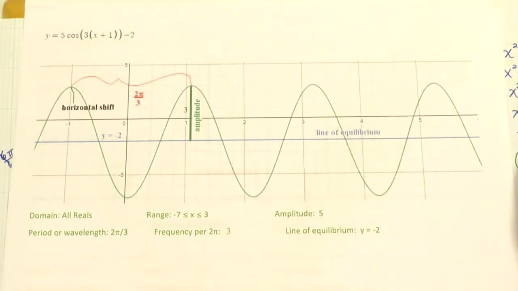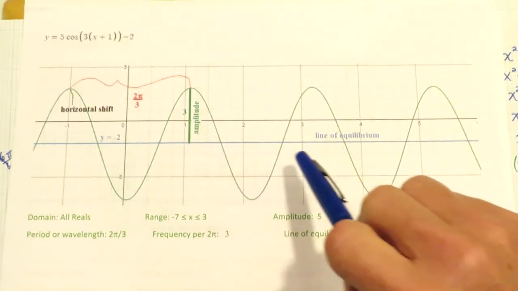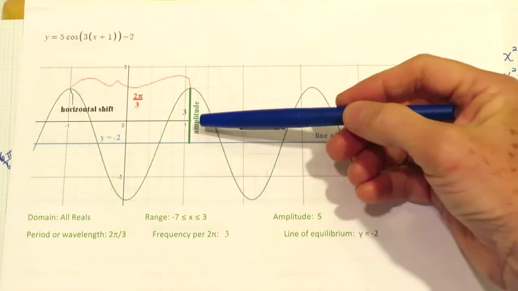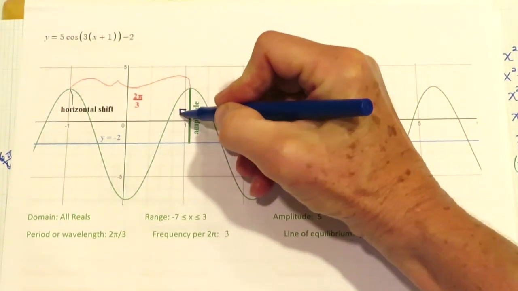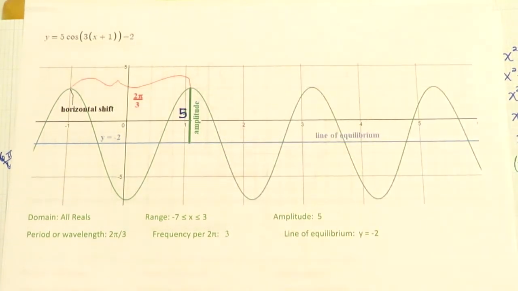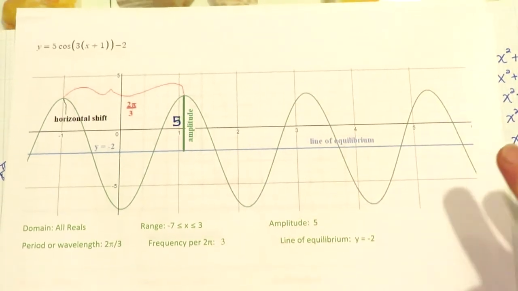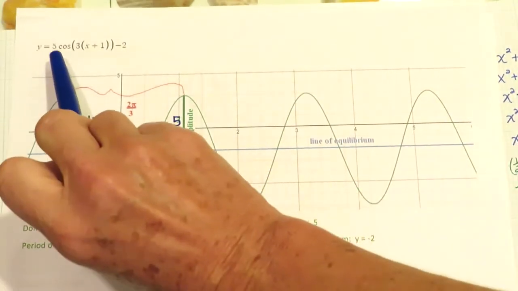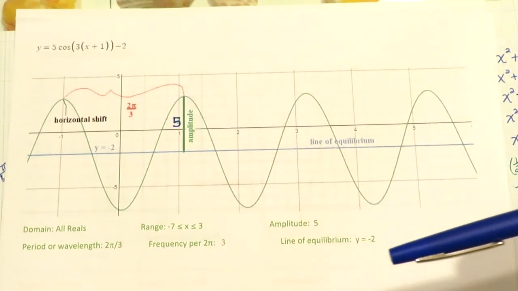Again, just like with parabolas, if you put a minus 2 on the back of a parabola, it shifts it down 2. The 5 is the amplitude. So I rise 5 above that line of equilibrium, and I fall 5 below that line of equilibrium. So the 5 is multiplying the cosine, that tells you your amplitude.